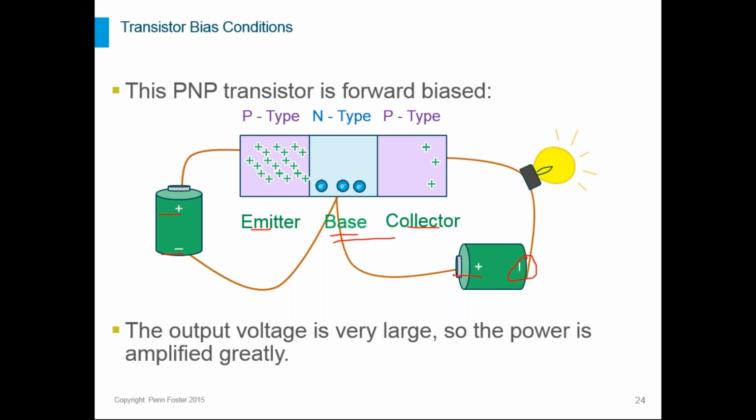When a transistor is set up with these voltage conditions, the output voltage is very large. So the power is amplified greatly. So it's an important thing to remember about this type of transistor. If it's set up correctly, the output voltage is very large without changing the current much, so it acts as an amplifier. The power is amplified greatly.